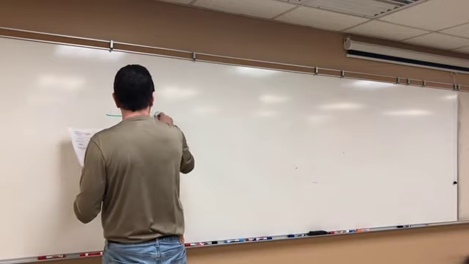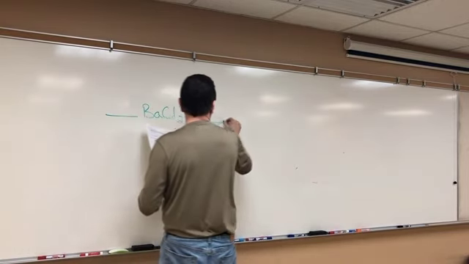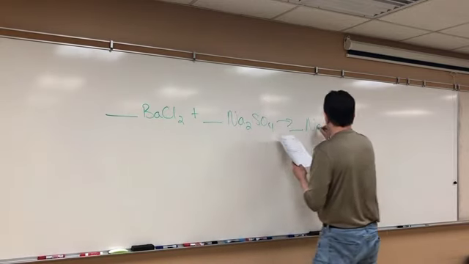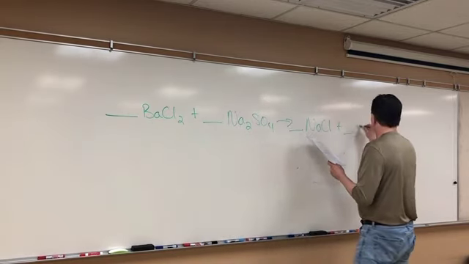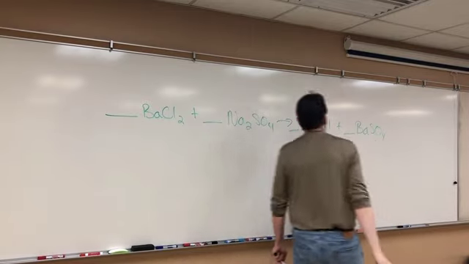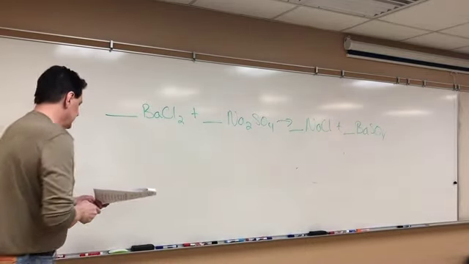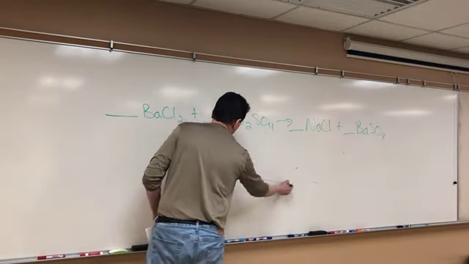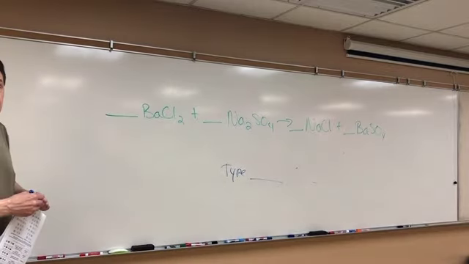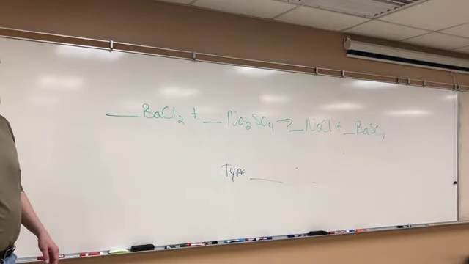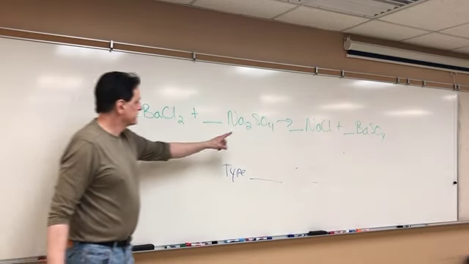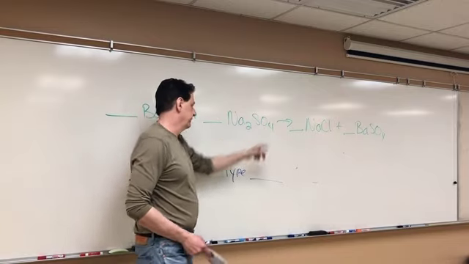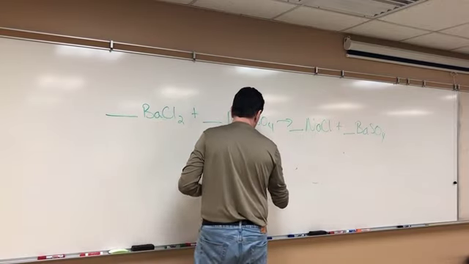BaCl2 plus Na2SO4 yields 2NaCl plus BaSO4. Okay. Well, it looks to me, when we're going to type this thing, when a reaction looks very complicated like this one does, it is a double replacement. Cation, anion, cation, anion. This SO4, remember from unit 2, that's our old friend sulfate. So it's going to be a double.